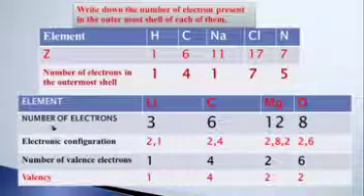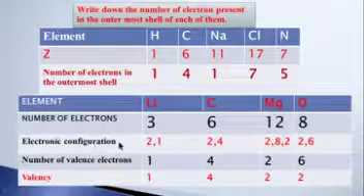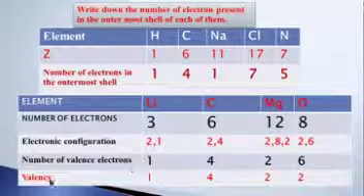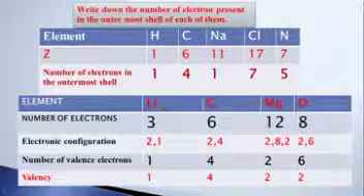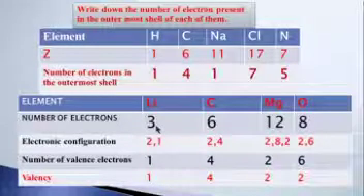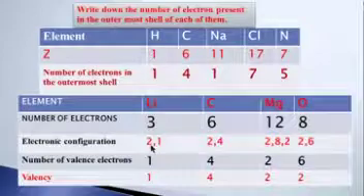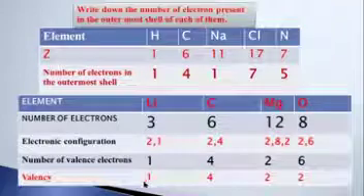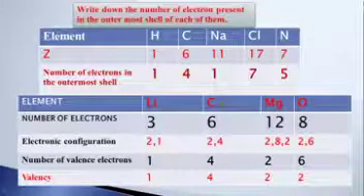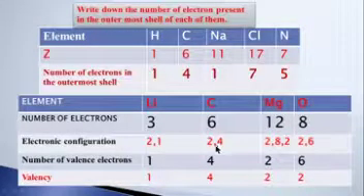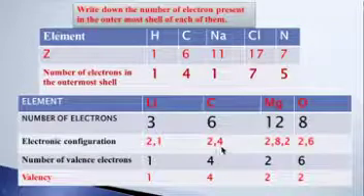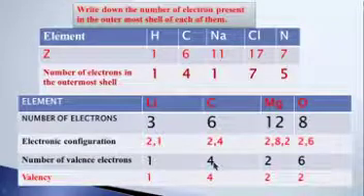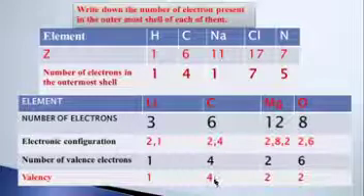See this next table. Element, number of electrons, electronic configuration, number of valence electrons and valency. First example of element here is lithium. Li is the symbol for lithium. Number of electrons 3. Electronic configuration 2, 1. Number of valence electrons 1 and valency is 1. Next here carbon. Number of electrons 6. Electronic configuration 2, 4. Number of valence electrons 4 and valency is 4.